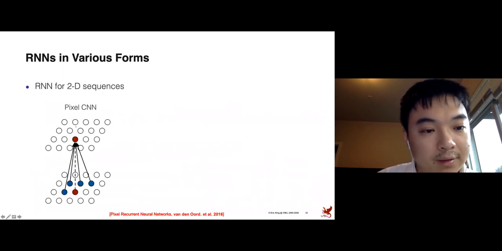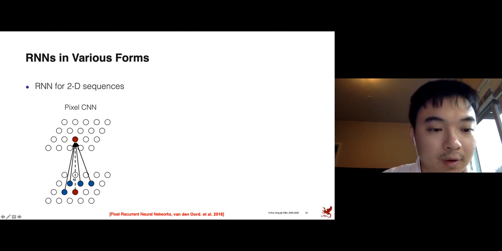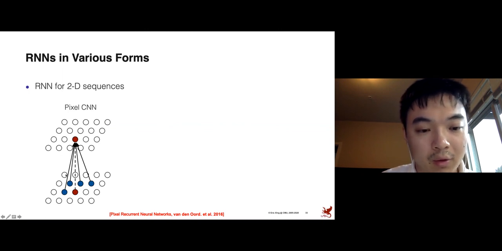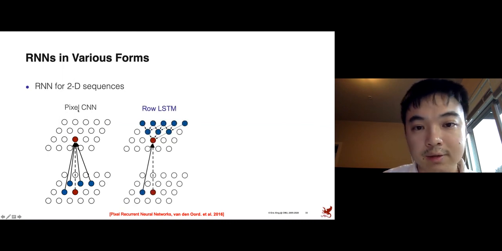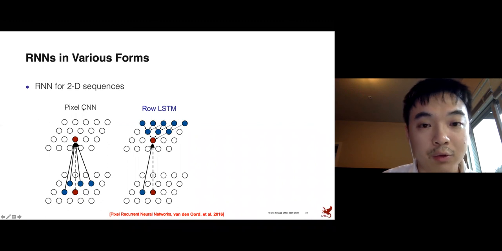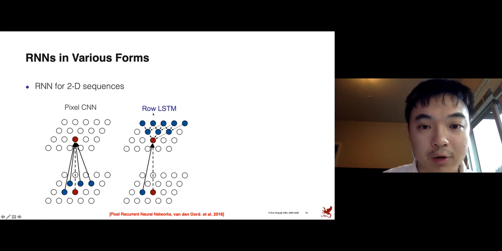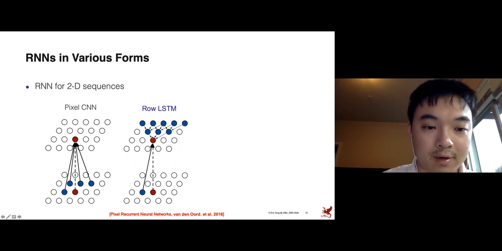Similarly, we can model 2D sequences, say an image. This is basically a 2D matrix, where each node is a pixel in the raw image. We can use a convolutional network to capture this image. We can also use recurrent networks to capture these 2D data by defining a particular order of encoding the different pixels.